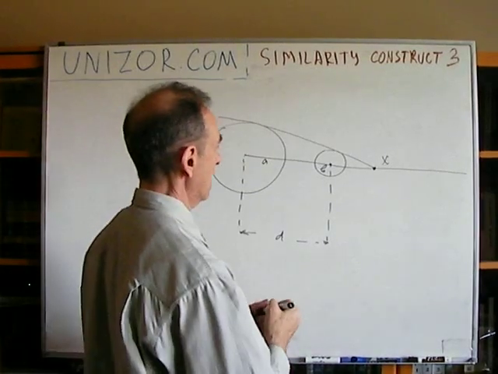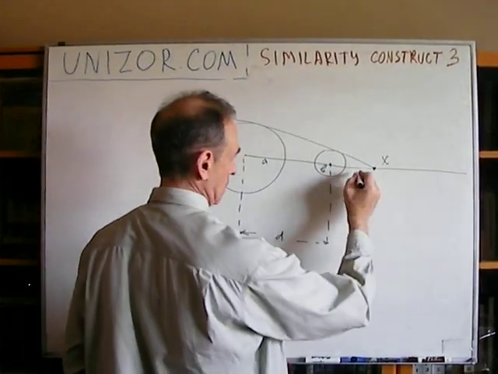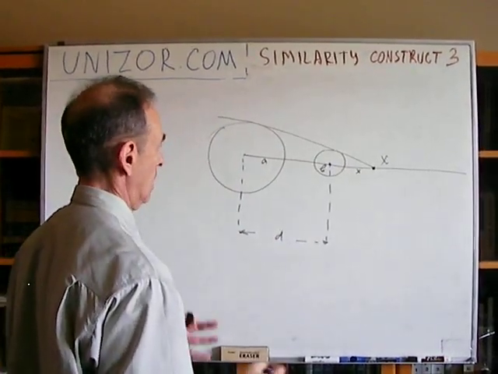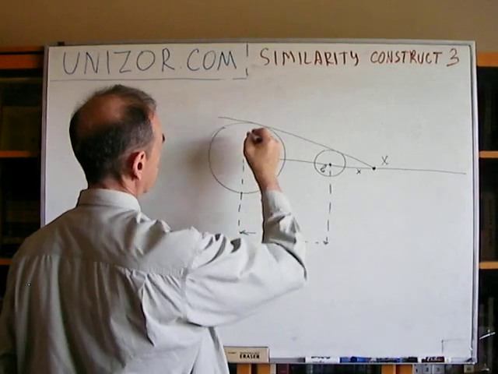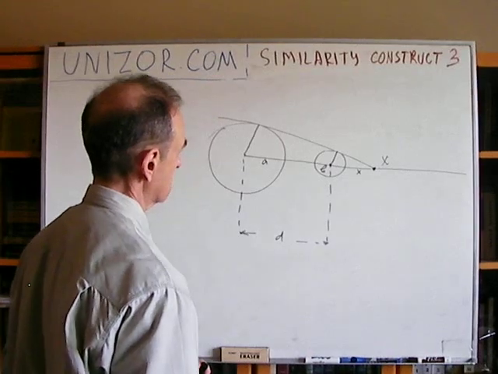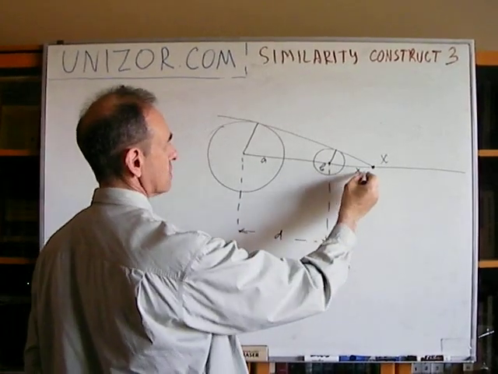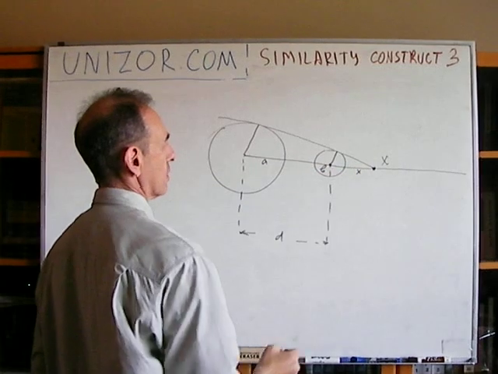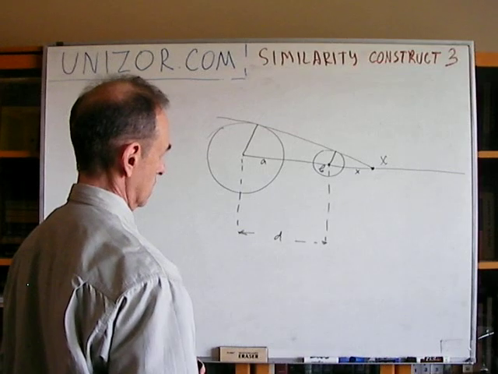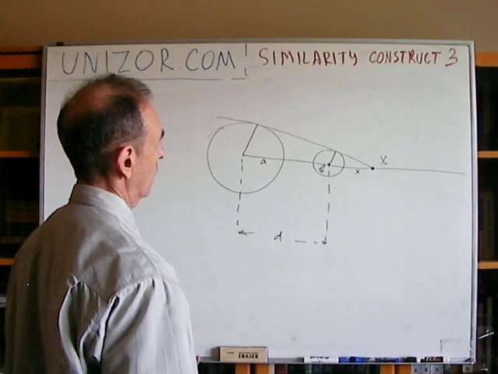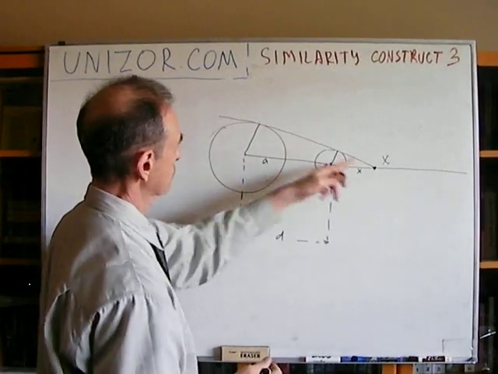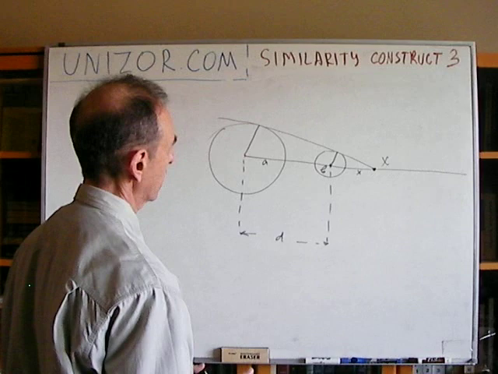Well, the best way is to call this distance to the nearest circle x. Alright, so now this is perpendicular and this is perpendicular, obviously. So I have to find x, which is the distance from point x to the nearest circle, if I know the radiuses and the distance between centers, right? Well, probably the similarity of these two triangles is a good way to do this type of thing.